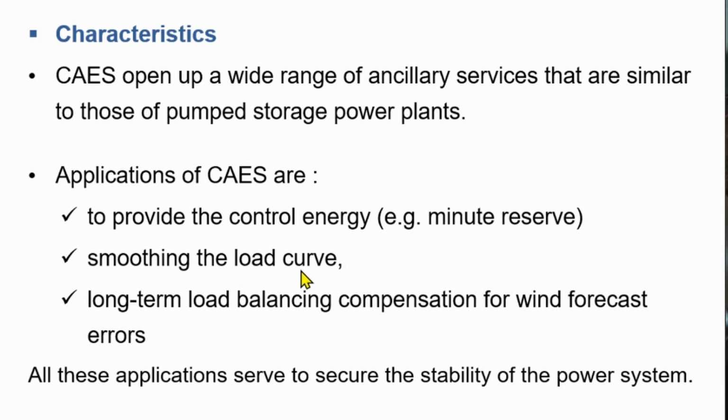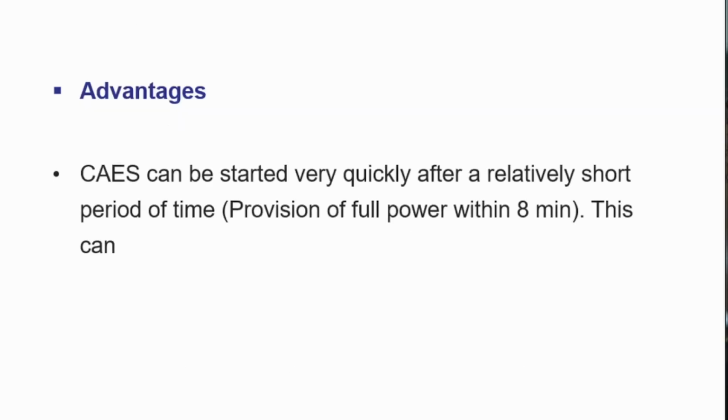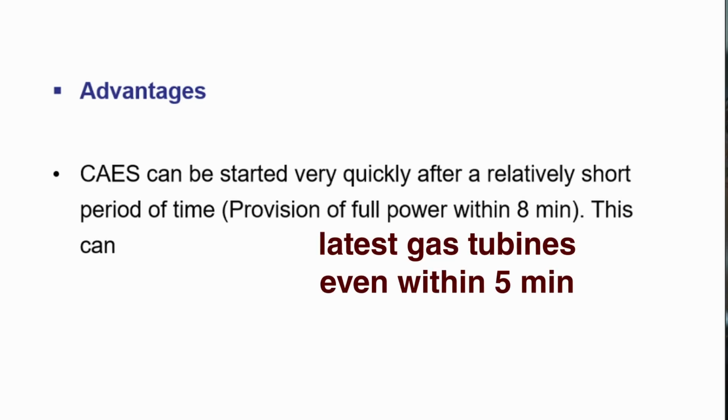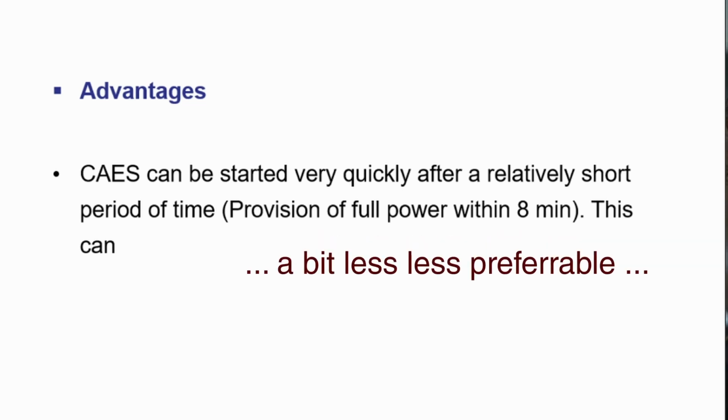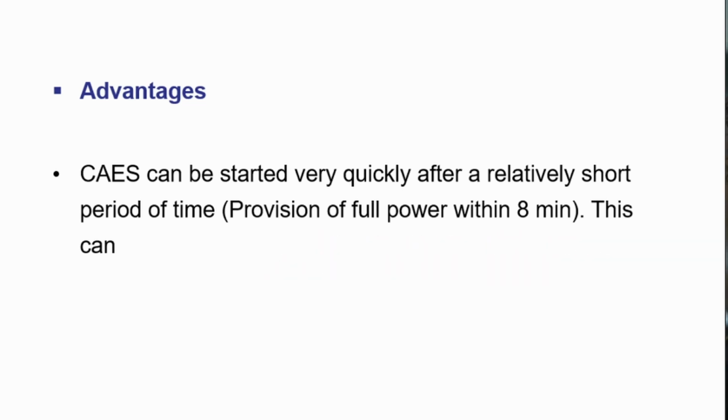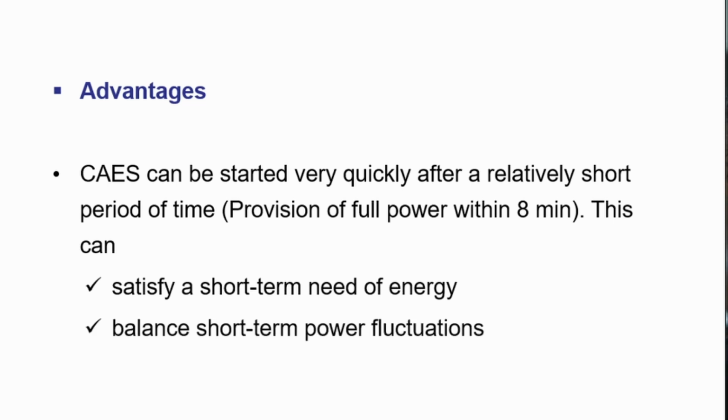This could even lower the operation costs or even avoid necessary investments if you have an increased peak of a load. The CAES can react very quickly within a short time, so provision of full power within 8 minutes. So that's a bit less than the 1 minute or 1 to 3 minutes of a hydropower plant, but it's still much better than most conventional power plants. So they can satisfy a short-term need of energy, they can balance out short-term power fluctuations.